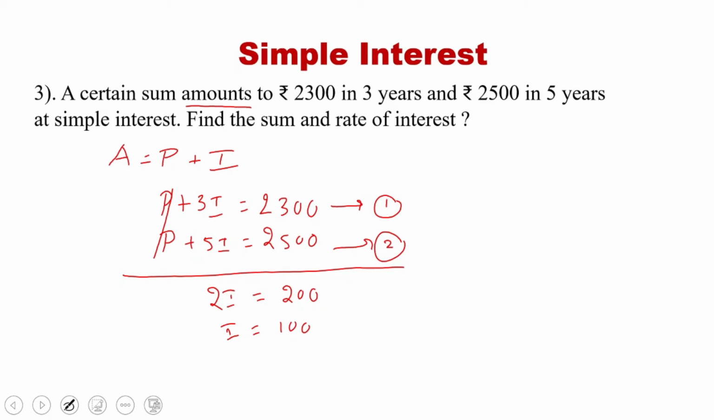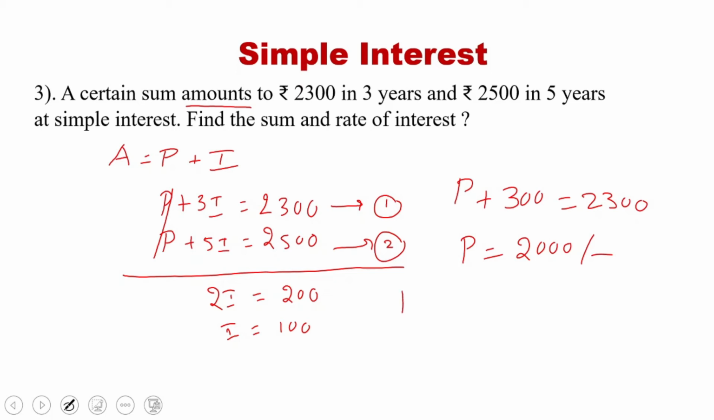But we have to find what the P value and the R value are. Here the interest for 1 year is 100 rupees. To find the rate of interest and principal, substitute the I value in the first equation. So here P plus 3I. What is the I value? 100. So 3I means 300 equal to 2,300. Now P is equal to 2,300 minus 300. So the value is 2,000 rupees.